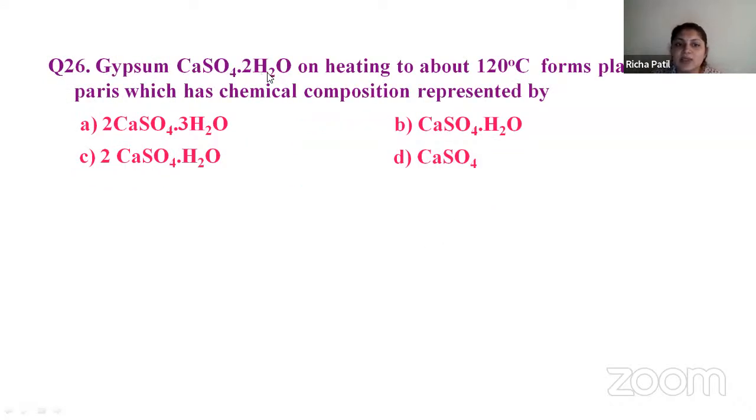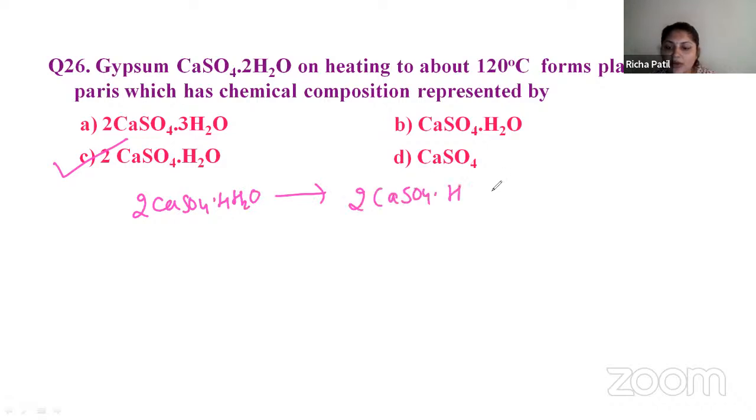Next, gypsum, calcium sulfate dihydrate, on heating to about 120 degrees Celsius forms plaster of Paris, which has a chemical composition represented by what? It is 2 calcium sulfate, 2 moles of calcium sulfate dot water molecule. So it is C. It gives you 2 calcium sulfate dot water molecule. So this is the answer.